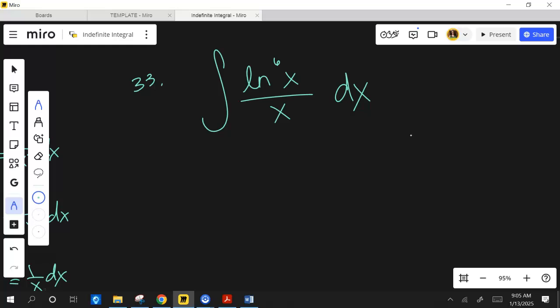ln to the 6x is the same thing as this. This is an easy one. Y'all should get this now. Is that our u? Yeah, why not? Oh wait, 1 over x. 1 over x.